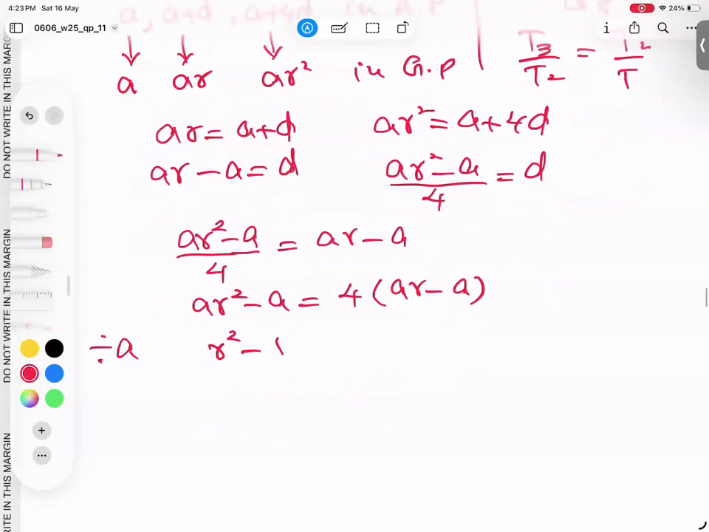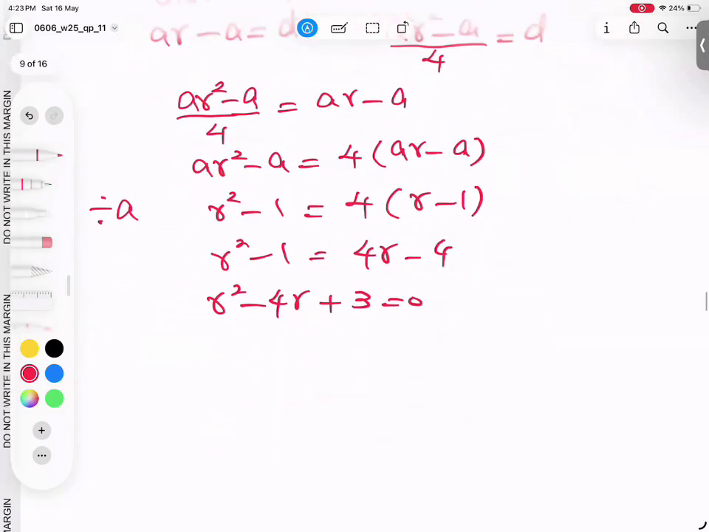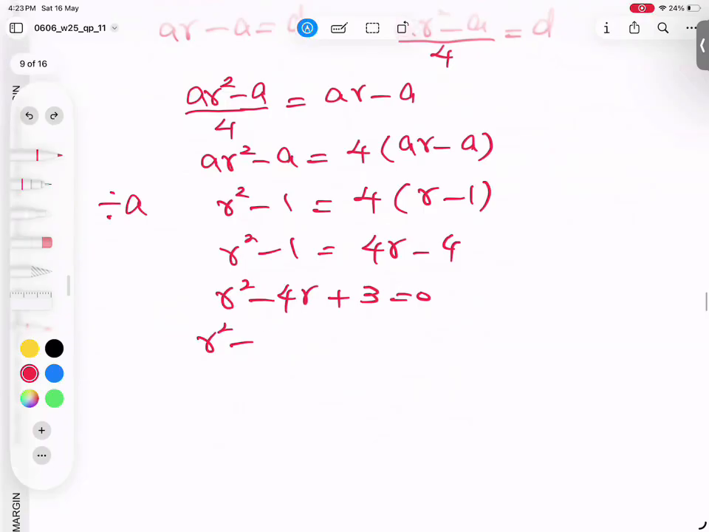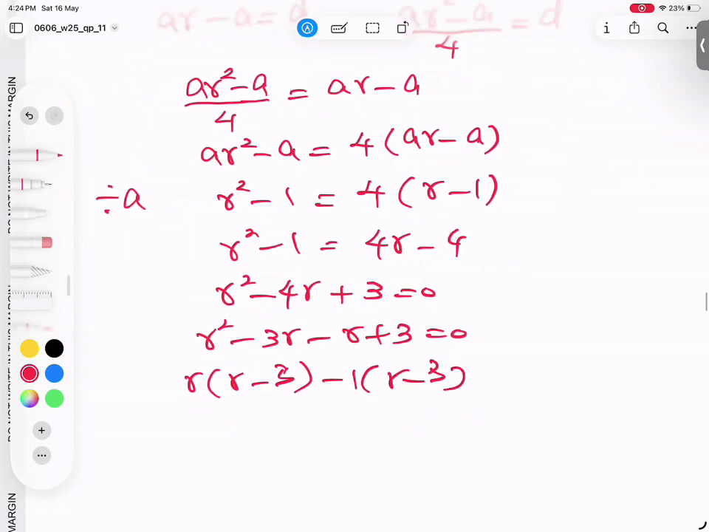I get R square minus 1, 4, I get R minus 1. So now I'm going to simplify. 4R minus 4 minus 4R and plus 3 is equal to 0. So factorization. I'm getting here negative 3R, negative 3R minus R. So students, we're getting R minus 3 and minus 1 common, R minus 3. And we're getting R minus 3 and R minus 1.